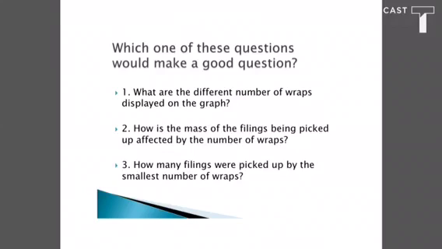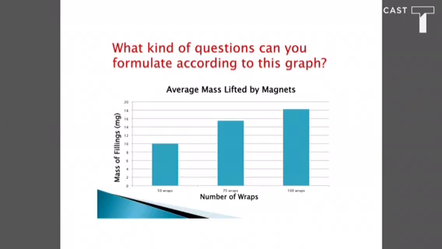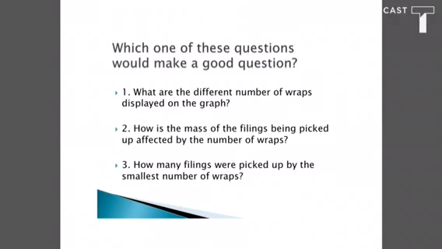Is it 1, what are the different number of wraps displayed on the graph? 2, how is the mass of the fillings being picked up affected by the number of wraps? Or 3, how many fillings were picked up by the smallest number of wraps? I'm going to give you some thinking time right now. So here we have the graph. Here we have the possible questions.